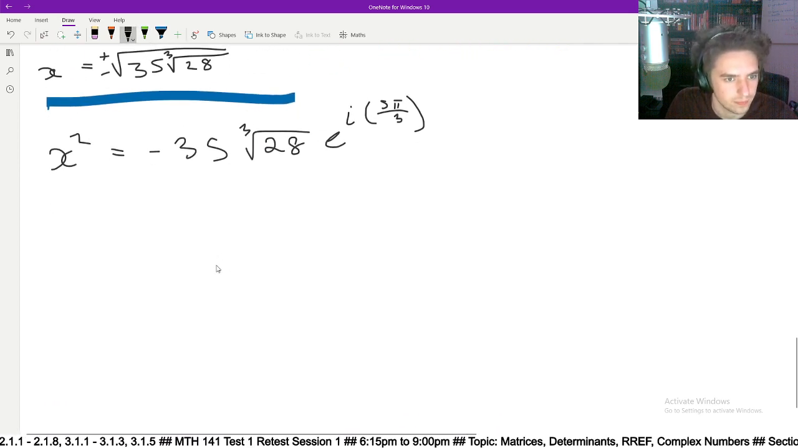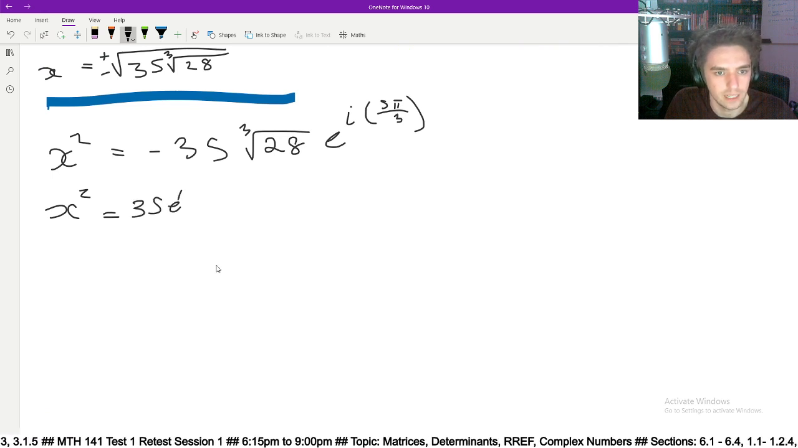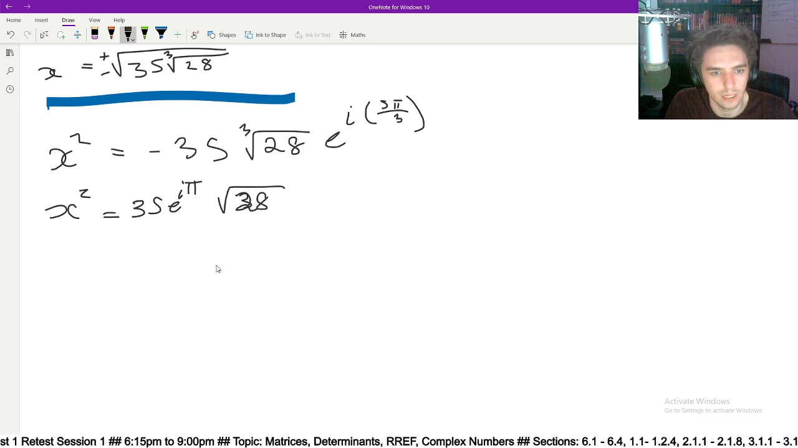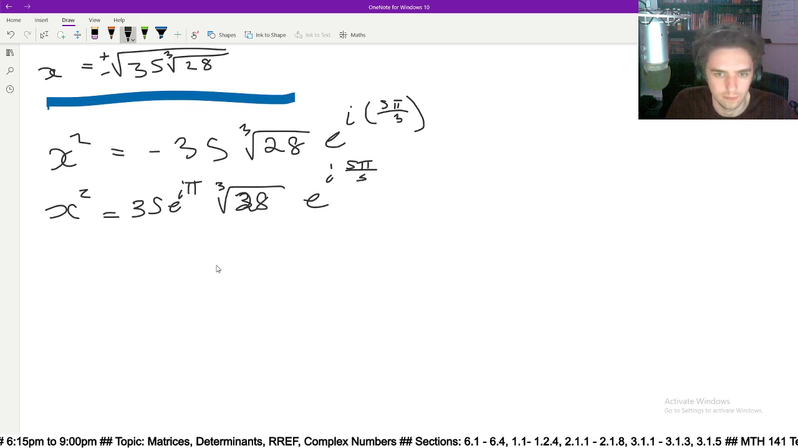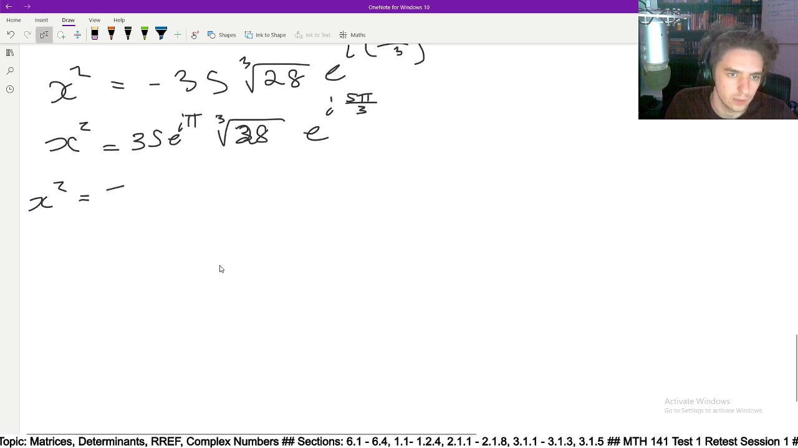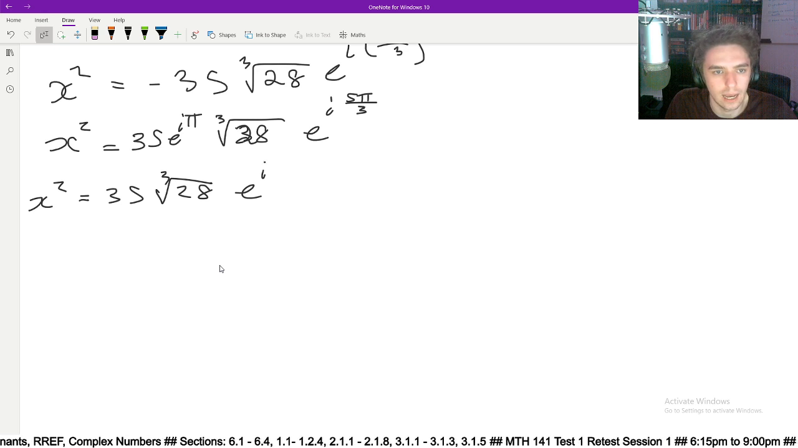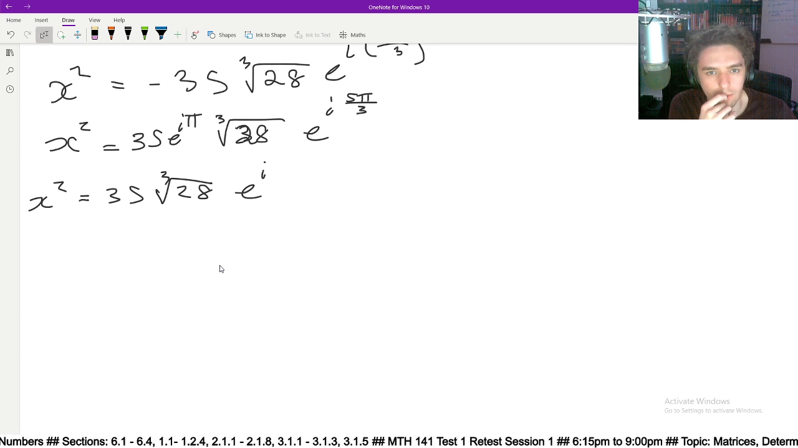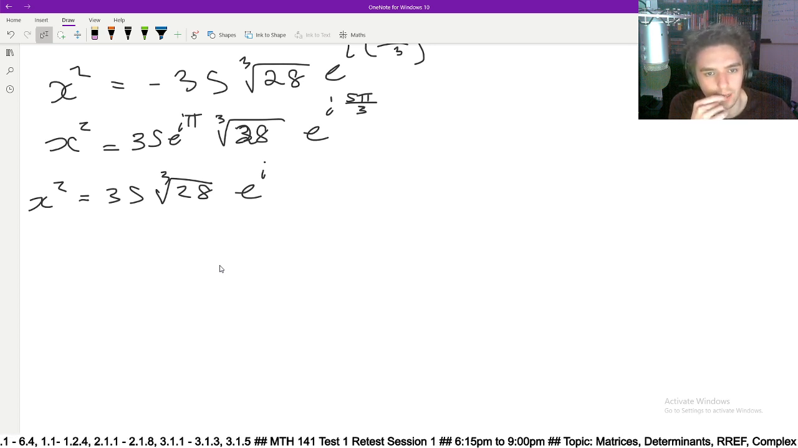Okay. So square root of x is equal to 35 e to the i pi times the cube root of 28 e to the i 5 pi over 3. Right? And so now we can just combine things that matter. So x squared equals 35 cube root of 28 e to the i, and so then this is 3 pi over 3 plus 5 pi over 3, so 8 pi over 3.